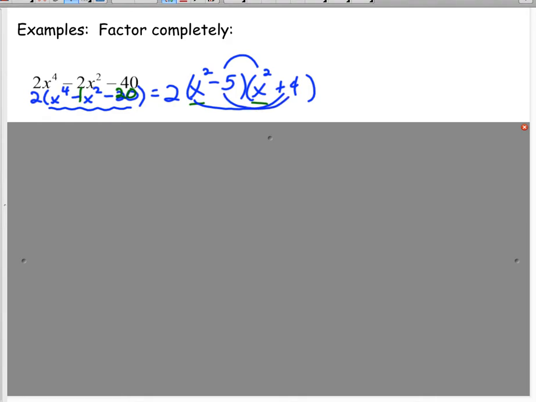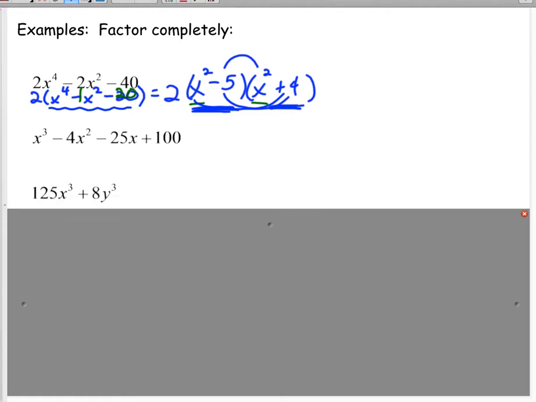I can't go any further because this isn't a perfect square. If that was an x squared minus 9 or an x squared minus 4, I could continue factoring it, but I can't factor this anymore because it's a plus 4. All right, so there's one example of factoring. All right, the next one.